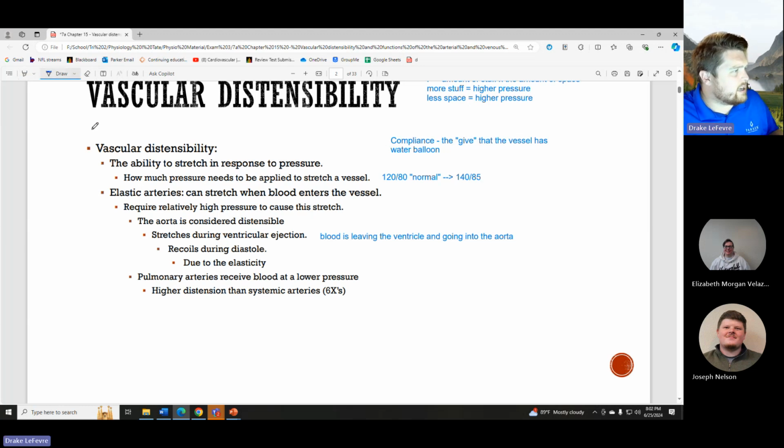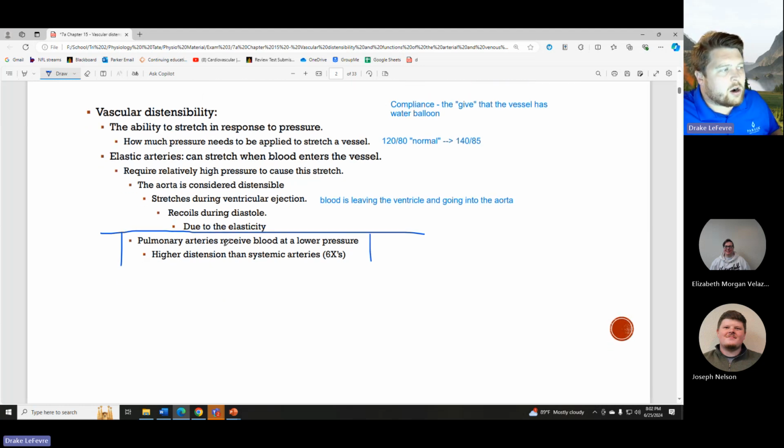This is kind of separate, just an extra little tidbit that we'll talk about later: the pulmonary arteries receive blood at a lower pressure. So if we think about our lungs, in order for air to go into our lungs, our diaphragm contracts and pulls down, which creates a negative space.